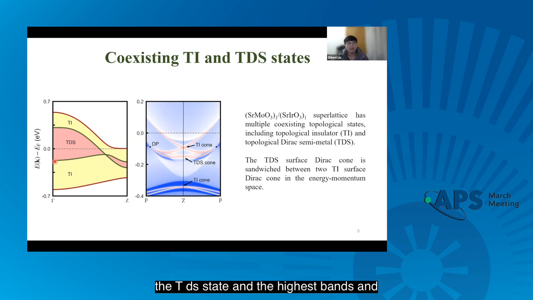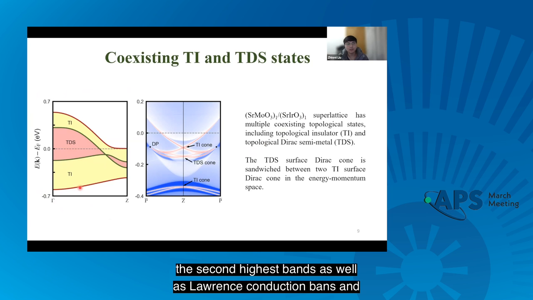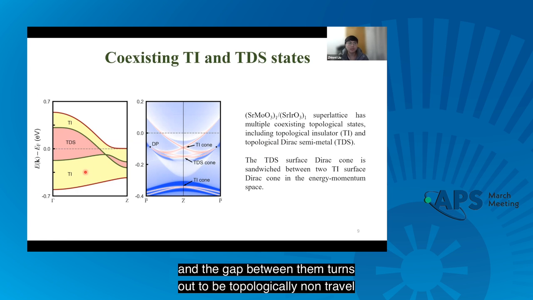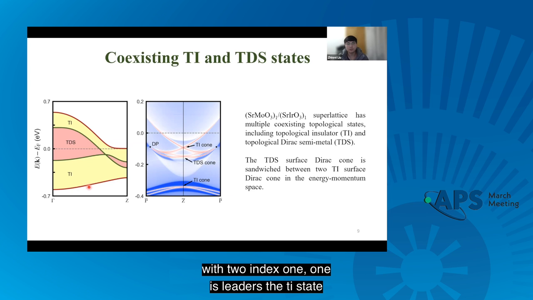And the highest valence bands and the second highest valence bands, as well as the lowest conduction bands and the second lowest conduction bands, don't have band crossing. And the gap between them turns out to be topologically non-trivial with Z2 index 1, 0, 0, 1. This leads to the TI state.